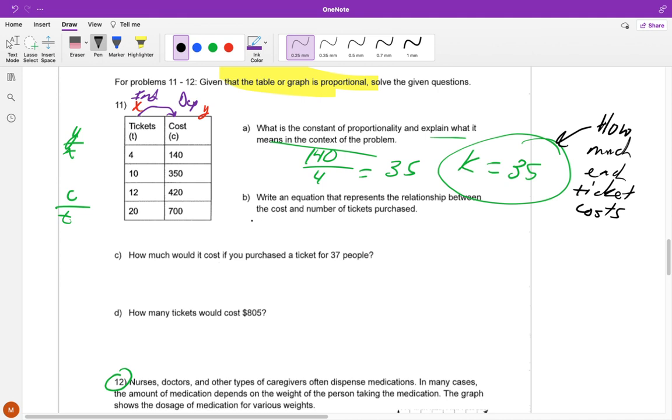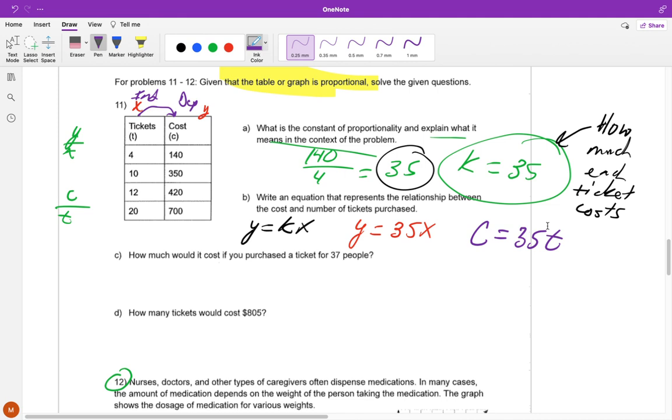And now to write this as an equation, we know y is equal to kx. Well, this 35 is our constant of proportionality, which is our k. So y is equal to 35x. Or I guess what I should be writing is c, or cost, is equal to 35t, which is our tickets, how many tickets we're buying.